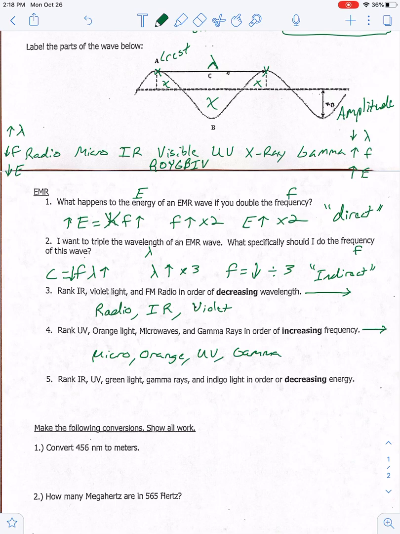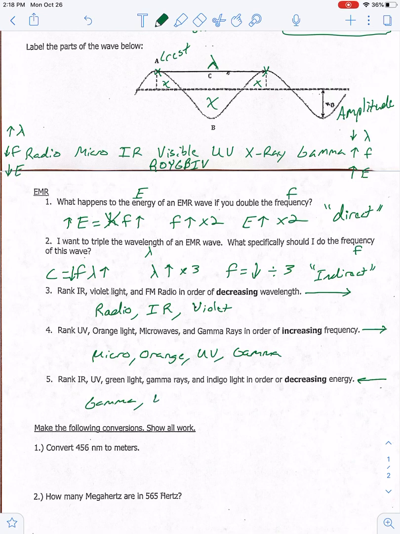Number 5, rank IR, UV, green light, gamma rays, and indigo light in order of decreasing energy. So decreasing energy goes from right to left. Remember, radio waves are all around us, so if they had high energy, we'd be in a world of hurt. So energy is going to decrease as you go right to left. We're going to start at the right and go left. That means gamma is going to have the highest energy.